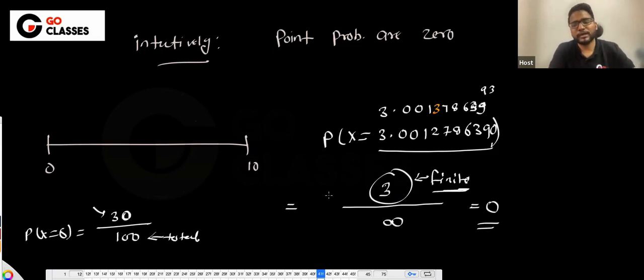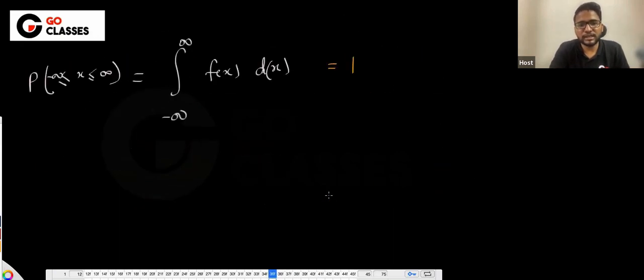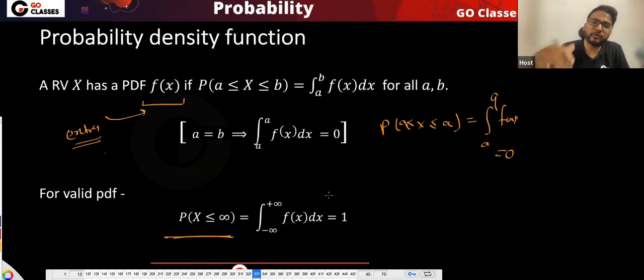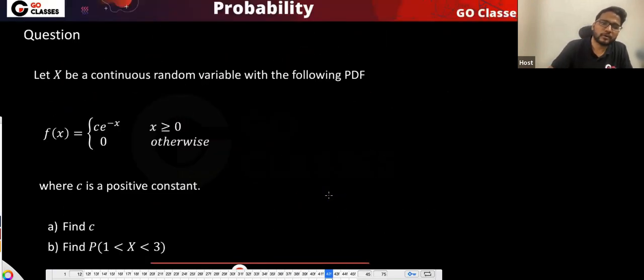Okay, so now you understand that the PDF is not a probability. It is something other than probability. But if you want to calculate the probability, then you can calculate it. That's the conclusion of this complete discussion. Now let's move to our question.